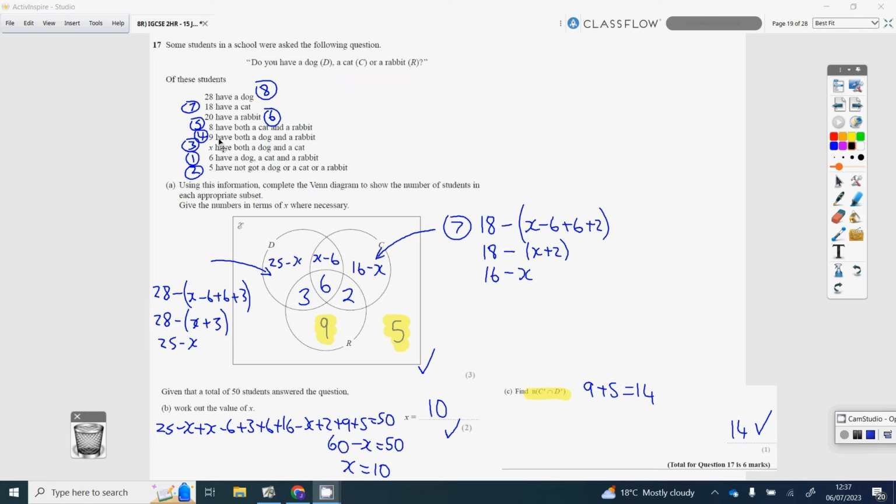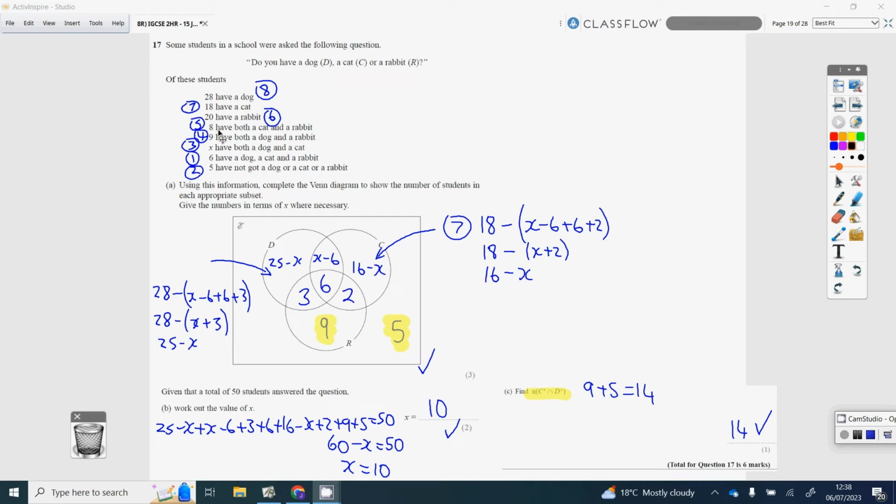Right, the next bits aren't quite so bad. Number 4, 9 have both a dog and a rabbit. So dog and a rabbit is here. Dog and a rabbit's got to be this bit here. We've already got the 6 here, so this must be 3 to make this region 9 overall. Number 5, 8 have a cat and a rabbit. Now this is the cat and the rabbit area. That's got to add up to 8. Well, I've already got the 6 here, so that has to be 2.